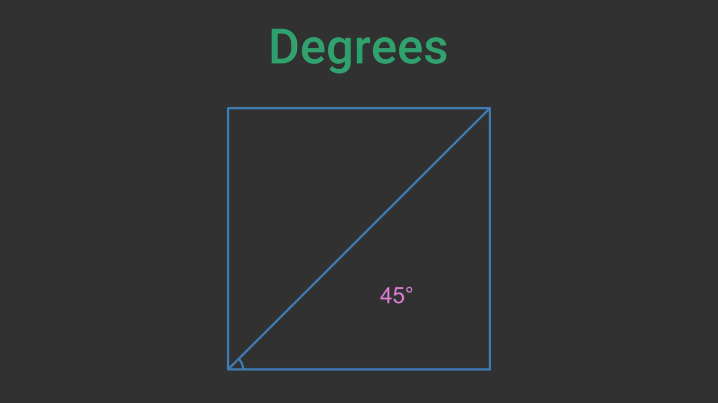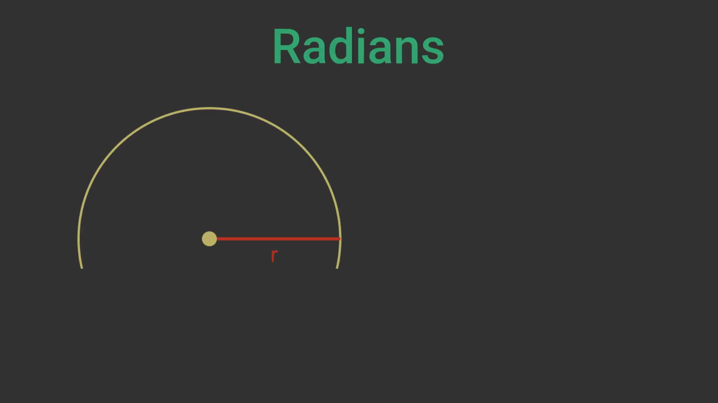Although degrees are very useful, dividing a circle into 360 degrees is quite arbitrary, and for more advanced mathematics it is preferable to use a different unit of measure. Radians are a better way of measuring angles in mathematics.